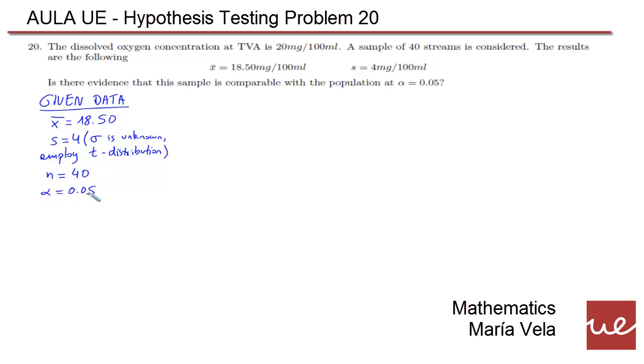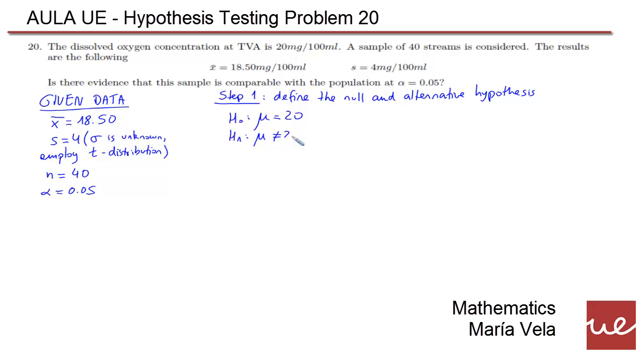Okay, the first step is going to be just to define both the null hypothesis and the alternative one. For this particular example, we just need to notice that we want to test if the dissolved oxygen concentration at TBA is 20 milligrams per 100 millimeters. So the null hypothesis is going to be mu, the population mean, equals 20, and the alternative one is going to be mu different from 20.